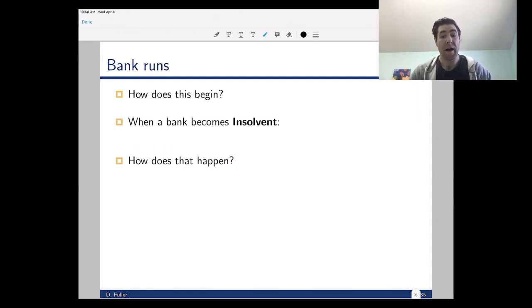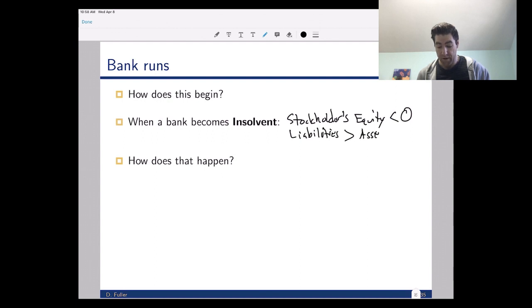Okay, so how does a bank run start? Well, it starts with the bank becoming what we say insolvent. A bank is insolvent if its stockholders' equity is negative. So stockholders' equity is less than zero. That happens if the value of its liabilities is greater than its assets. This means liabilities, what it owes people, become greater than its assets. If that's true, we say the bank is insolvent. The bank is solvent if its assets are greater than its liabilities.